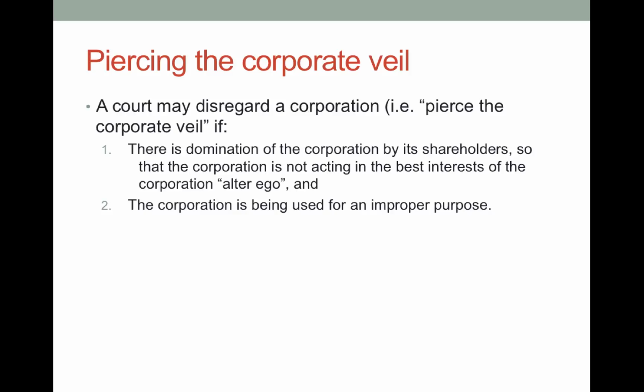Remember that the corporation is legally considered a separate person, and in corporate management, the corporation's best interests are supposed to be promoted. This theory is sometimes called the alter ego doctrine, where you're really not observing the corporation as a separate entity that exists for the good of the company and its shareholders, but instead as your little playground to manipulate as you wish if you're a controlling shareholder. The second requirement is that the corporation is being used for an improper purpose.